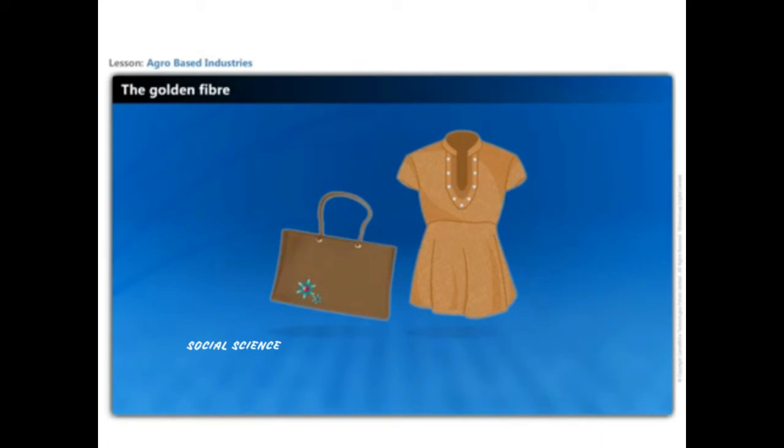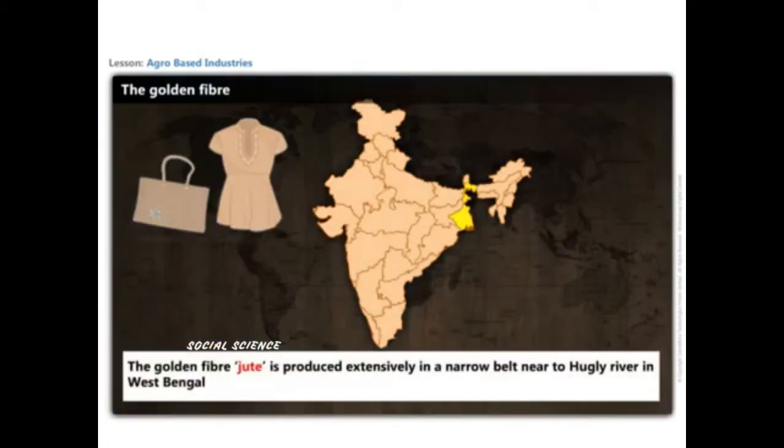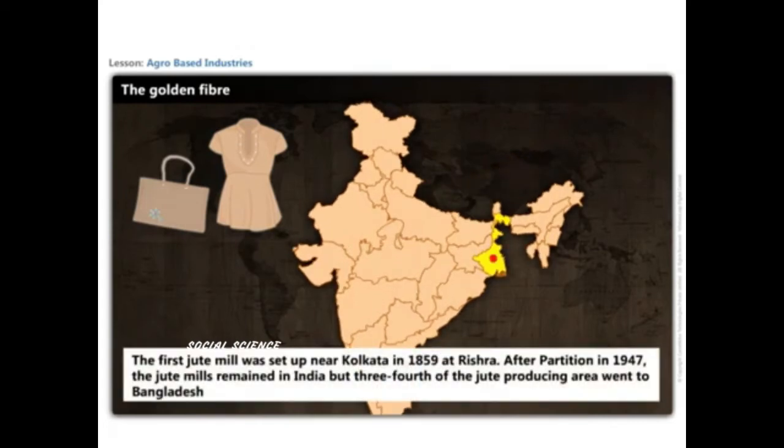What are these goods made up of? These are made up of jute, that is also known as golden fiber. Jute is produced extensively in a narrow belt near the Hooghly River in West Bengal. The first jute mill was set up near Kolkata in 1859 at Rishra. After partition in 1947, the jute mills remained in India, but 3/4 of the jute producing area went to Bangladesh.